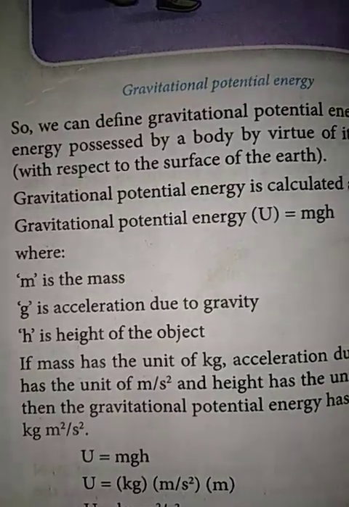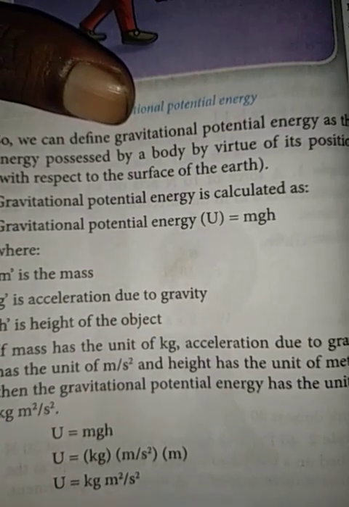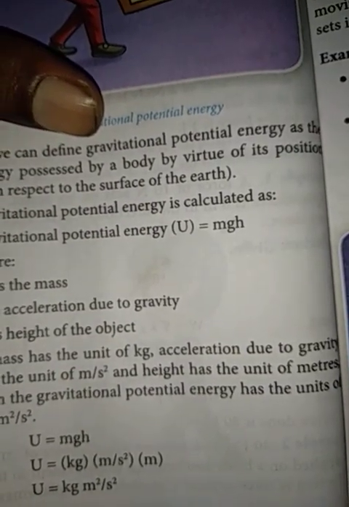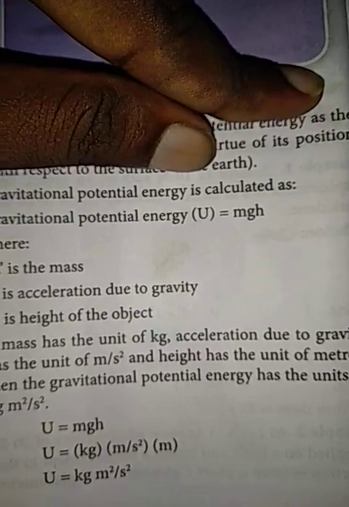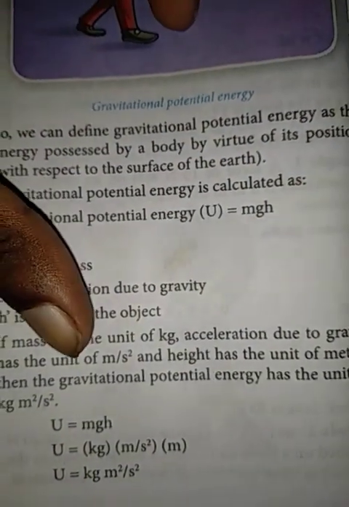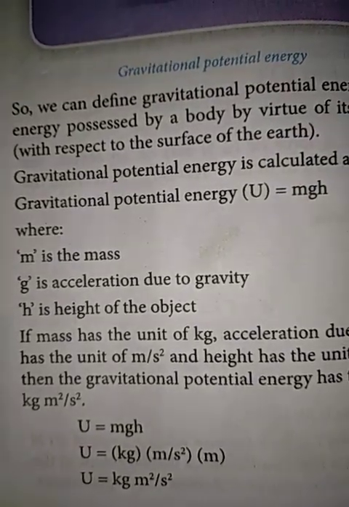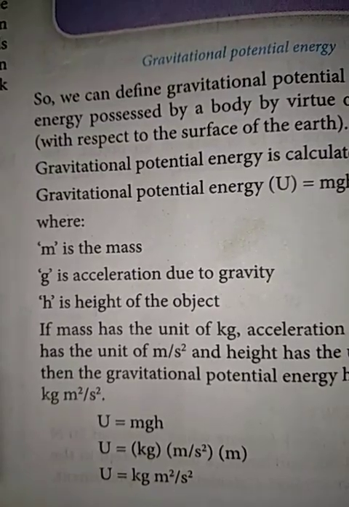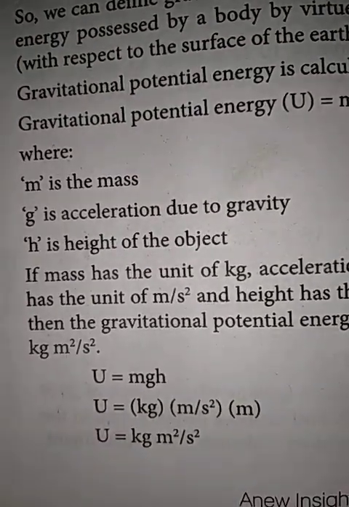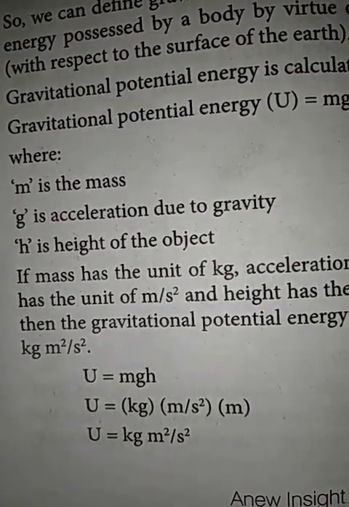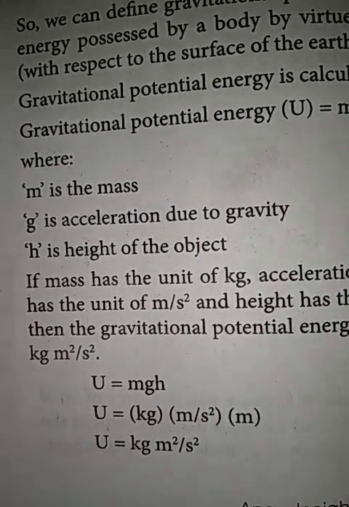If mass has the unit of kilogram, acceleration due to gravity has the unit of meter per second square, and height has the unit of meters, then the gravitational potential energy has the unit of kilogram meter square per second square. So U is equal to mgh. Now substitute the corresponding units of m, g and h. So kilogram into meter per second square into meter. So that gives U is equal to kilogram meter square per second square. It is the unit of the gravitational potential energy.